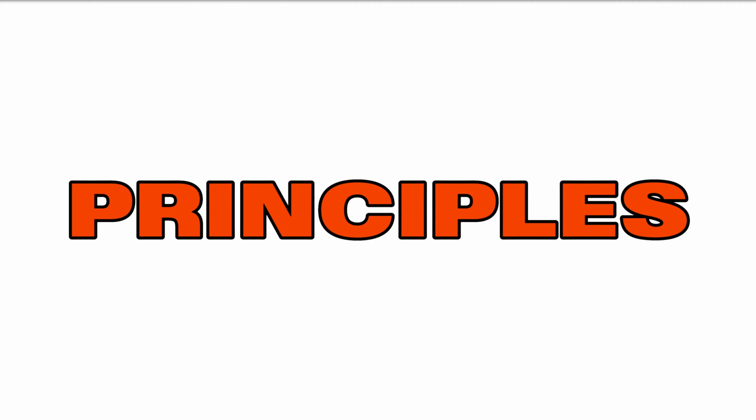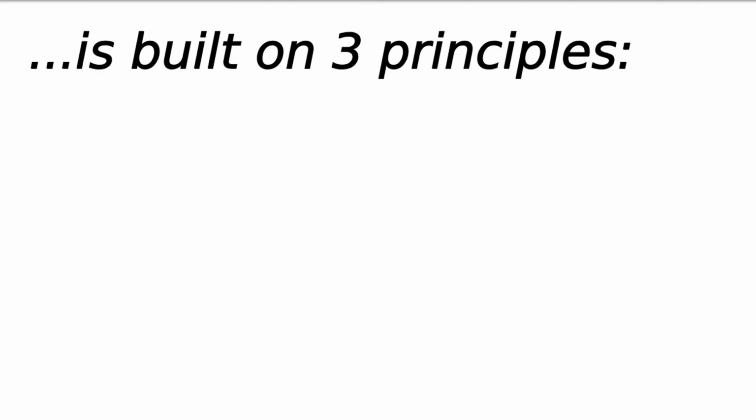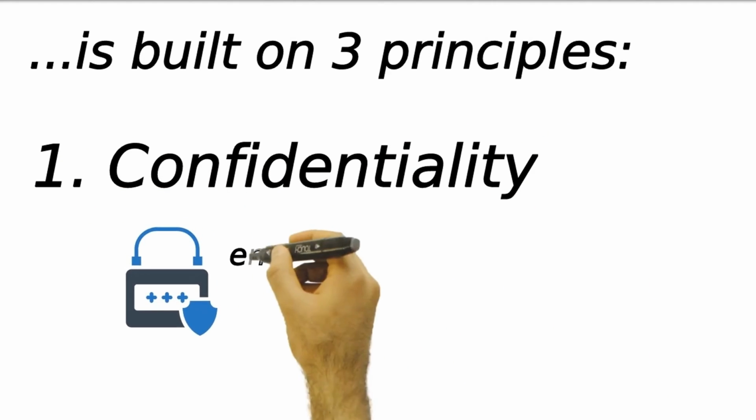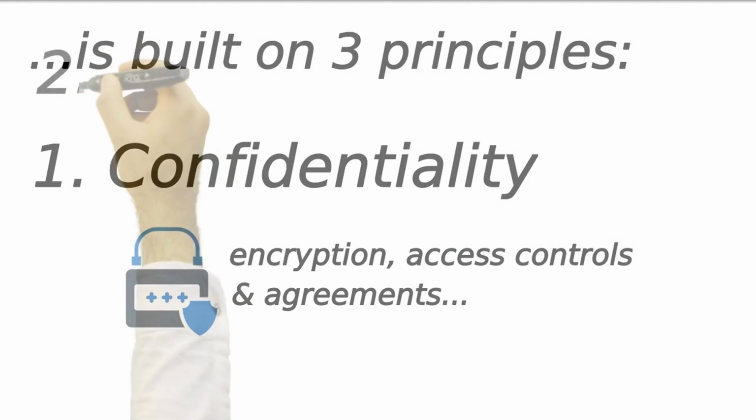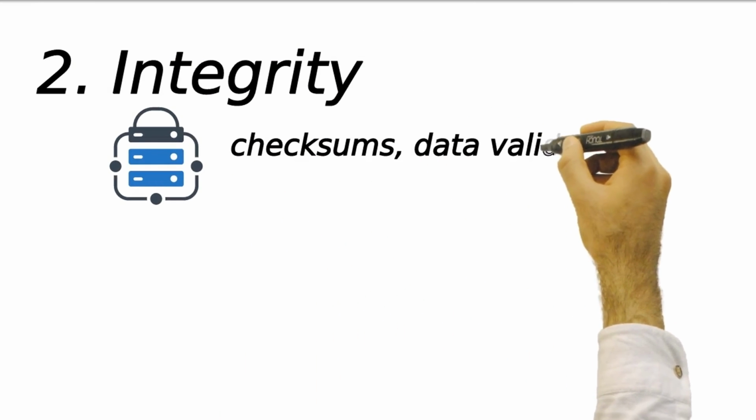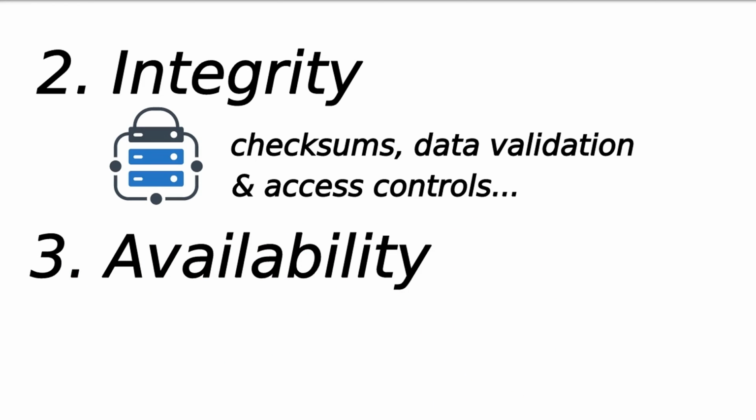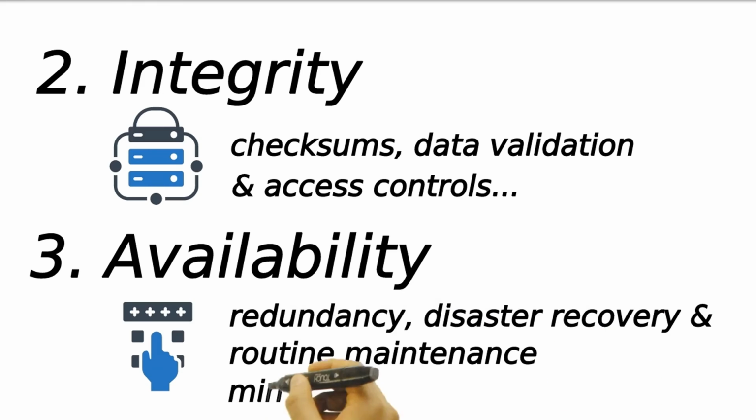ISO 27001 is built on three fundamental information security principles. Let's quickly go through each one. Confidentiality. It safeguards information via encryption, access controls, and agreements, preventing unauthorized access. Integrity. It guarantees information accuracy through techniques like checksums, data validation, and access controls, preventing unauthorized alterations. Availability. It ensures continuous access to information for authorized users. Strategies like redundancy, disaster recovery, and routine maintenance minimize downtime.